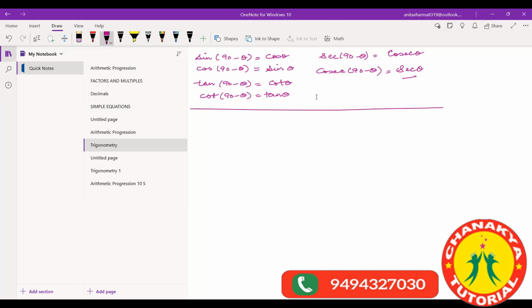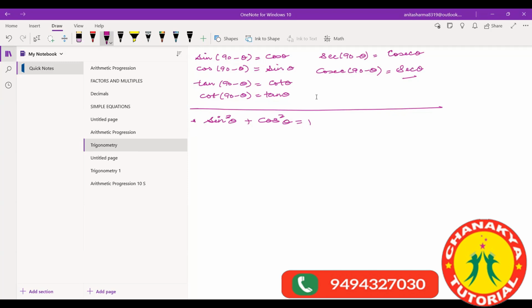What about the identities, ma'am? Yes, identities I am now going to start. The first identity is sine square theta. Ma'am, can you also share yesterday's question paper? I'll attempt it. Yes, I will share. Now, sine square theta plus cos square theta is equal to 1. It is the first identity.